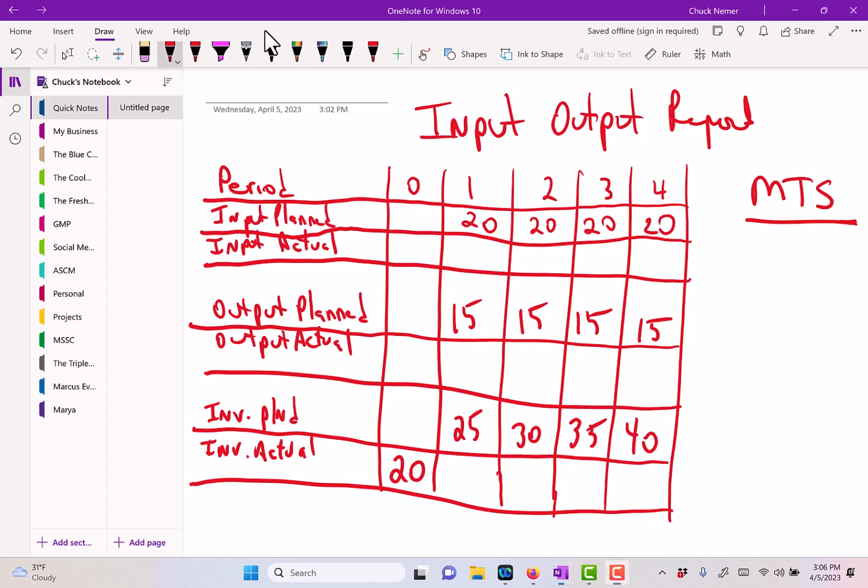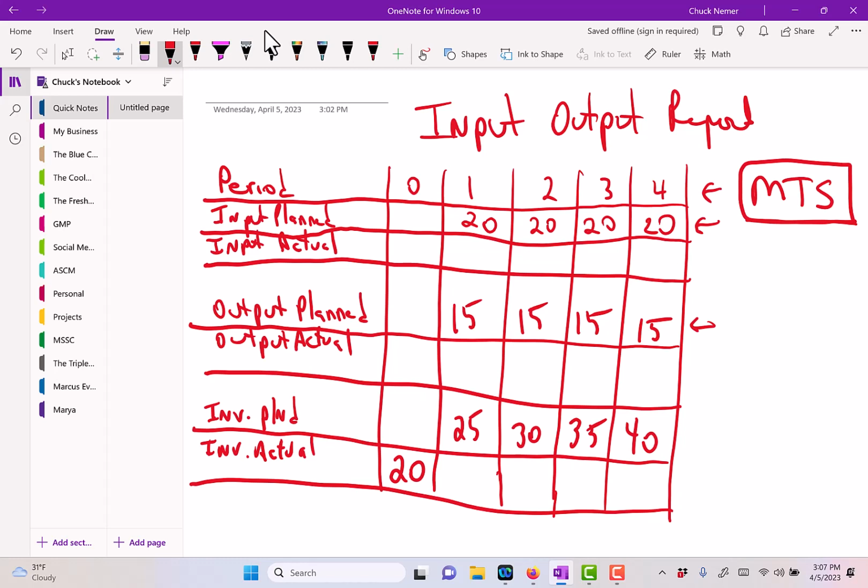So in our example here, you'll see on the right side MTS. We're going to work with a make-to-stock environment, which means anything extra you build goes into stock. We've got periods across the top, and I put in planned input. The plan is to bring in 20 orders, or 20 parts, per period. And on the output side, we're only going to get 15 out the door.